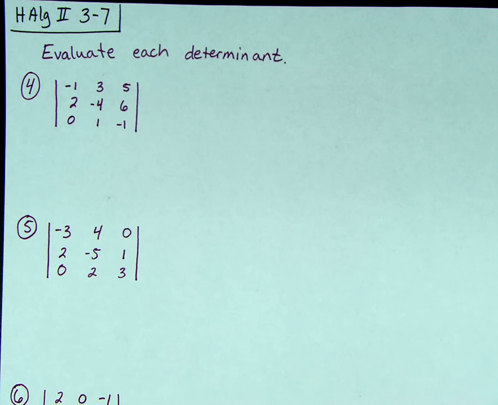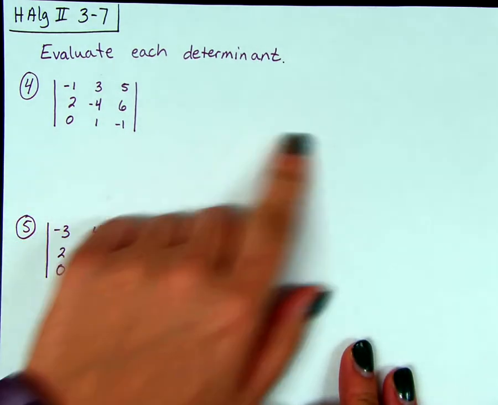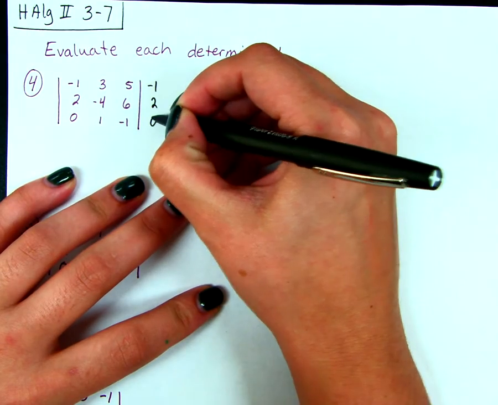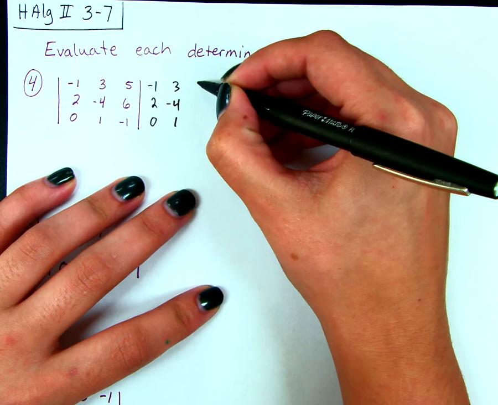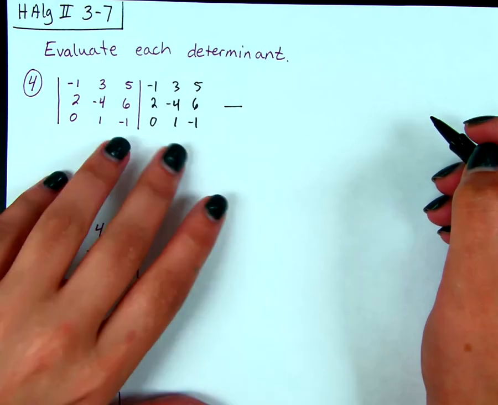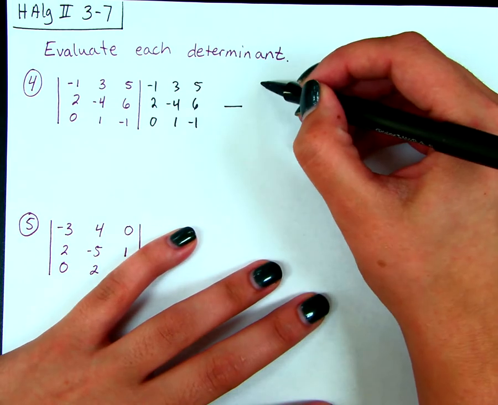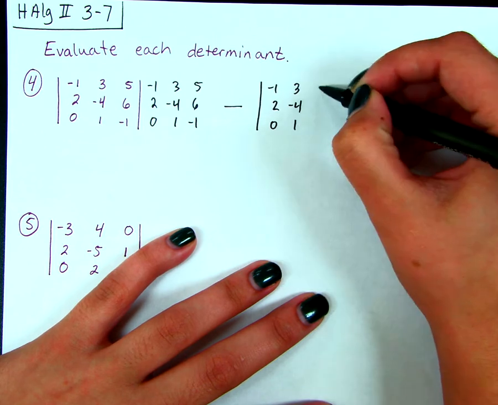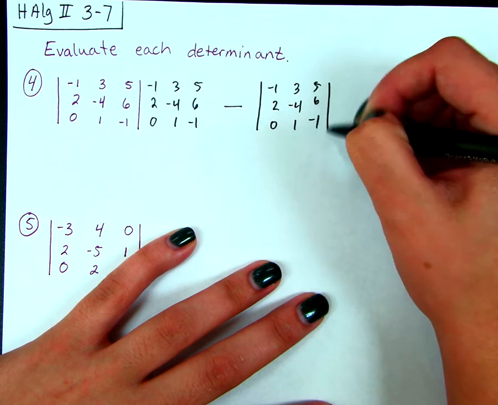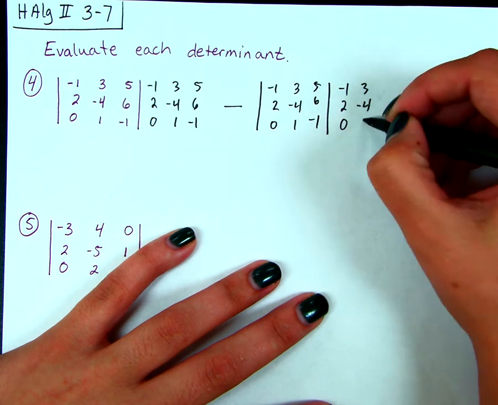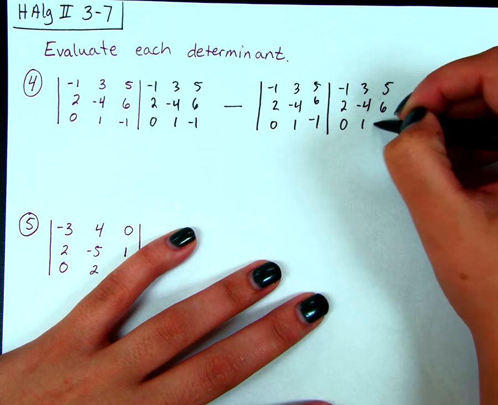So for this first one, we're going to do it the long way using our diagonal method. So I'm going to rewrite this one 3 more times. So -1, 2, 0, 3, -4, 1, 5, 6, -1, and then we're again subtracting. I'm just going to copy this. So -1, 2, 0, 3, -4, 1, 5, 6, -1, and then one more time. By doing this, it'll make our diagonal pattern a little bit easier to find as we're working through our problem.